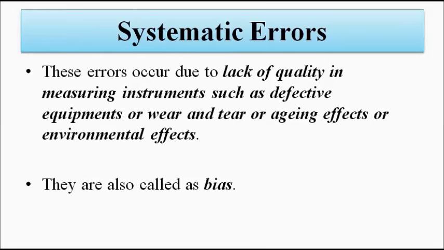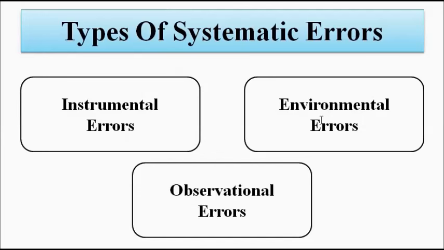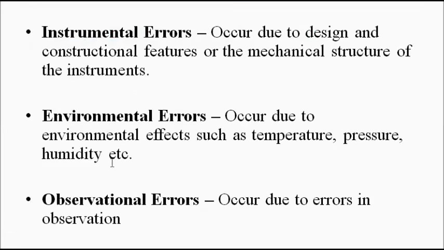Systematic errors can be divided into three categories: instrumental errors, environmental errors, and observational errors. Instrumental errors occur due to the design and constructional features or the mechanical structure of the instrument. Some problem is there in the design or the construction of the instrument.